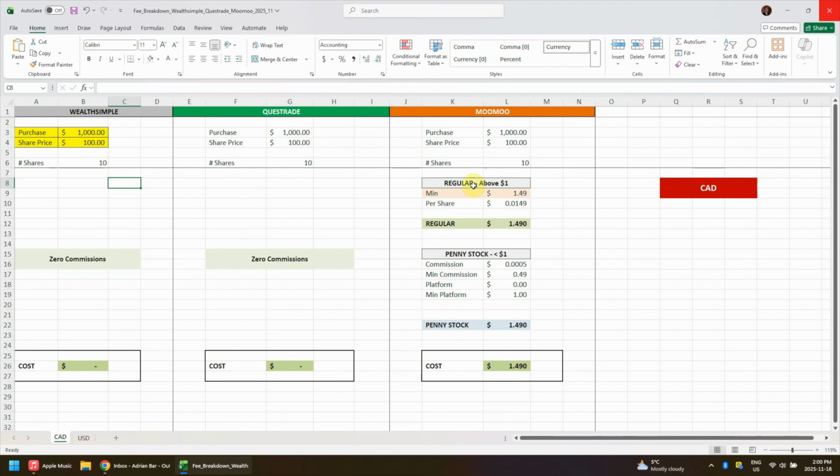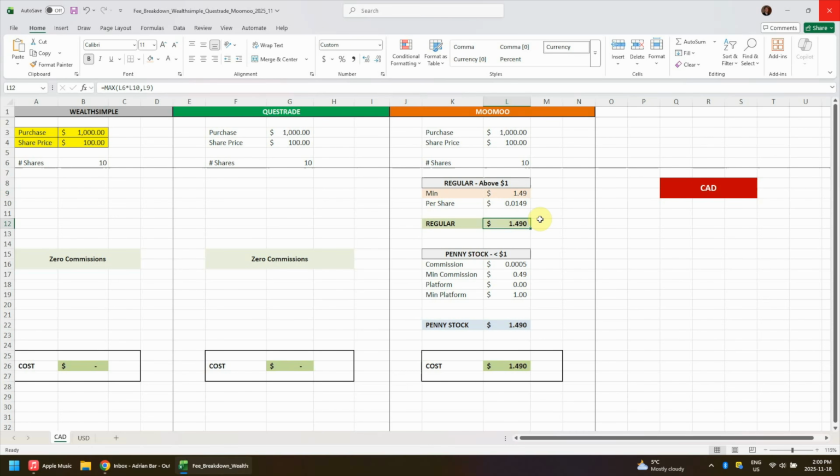Here's the math. Moomoo charges 1.49 cents per share, but with a minimum fee of $1.49. Basically, as long as you're buying less than 100 shares, you'll only pay $1.49. For most investors, you're not buying 100 shares at a time. That's thousands of dollars at once. So most of the time, Moomoo will only cost you $1.49. If you go above 100 shares, you'll pay more, but still super low. Buying 20 grand of TD stock would cost you $3.